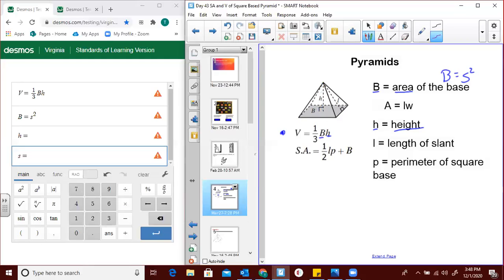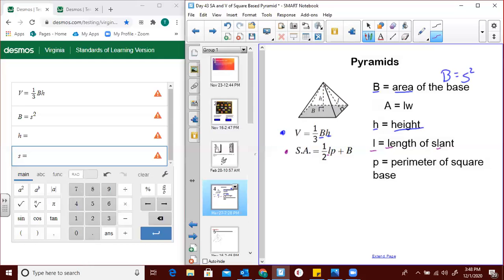Then we're going to have our surface area. We're going to have this L here, which is going to be the length of the slant. So what I want you guys to think of is L for length, with the L in slant. Now this is surface area, so surface area is going to be the outside of the pyramid. Think of it like volume: you're filling up the pyramid with water or cereal or air. On the outside of the pyramid, we are painting it. We're wrapping it.